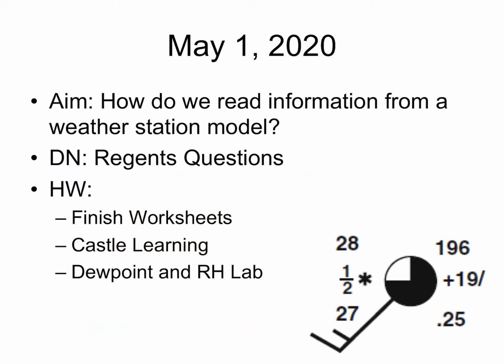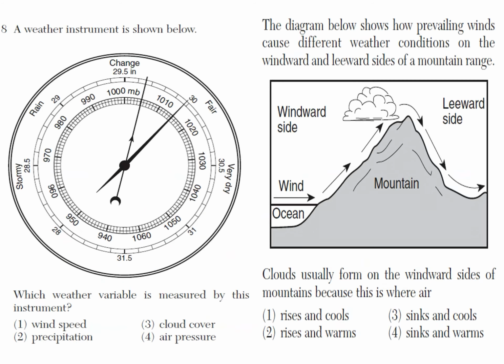So, how do we read information from a station model? We'll get into it, but before we get into it, let's check out a couple Regents questions. A weather instrument is shown below. Which weather variable is measured by this instrument?